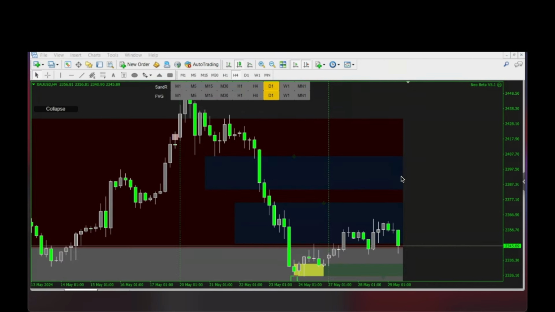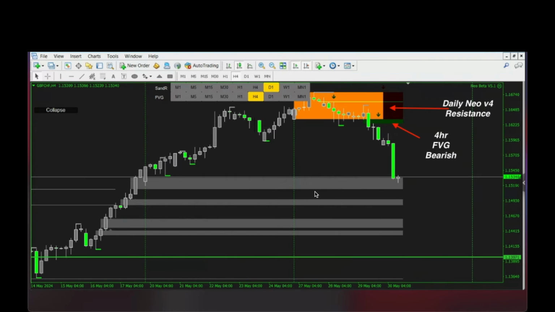We can see the same thing on gold. This was the setup here. I just haven't put the writing on the chart, but you had a daily bearish break of structure. You also had the daily FVG that was bearish here, and you can see price action obviously sold once and sold twice. We can see the same thing here on GBP CHF before it did the whole maneuver, which I showed you previously.